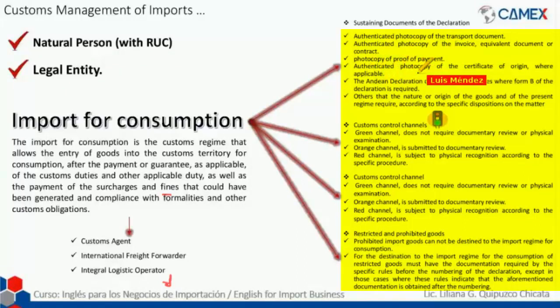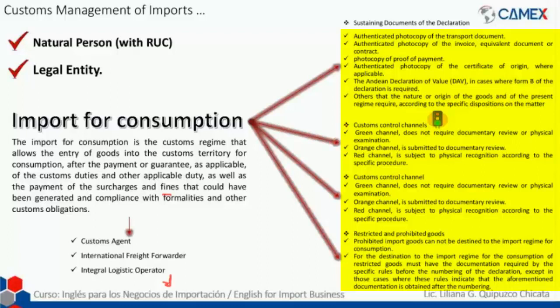You need the authenticated photocopy of the certificate of the origin, if it is applicable. You will need the DAB. This is in most cases for the CAN, Comunidad Andina de Naciones, and others of the nature of origin of the goods and the percent of the regimen required. In this specific point, it is mostly about if you need a permission. For example, if you're bringing cell phones and you need a permission from the Ministry of Transport and Communications.